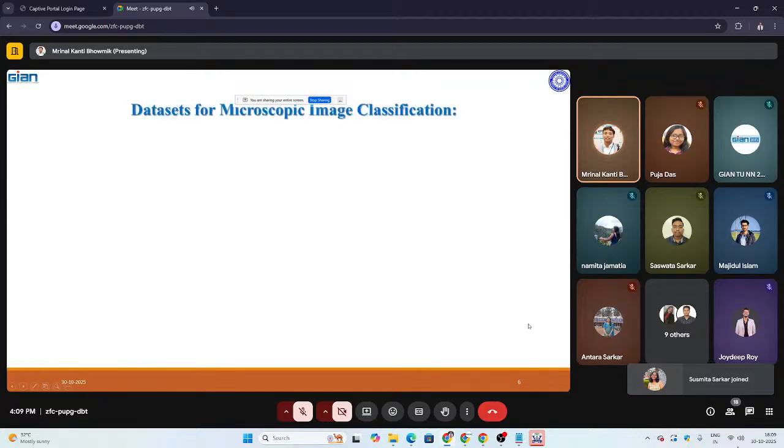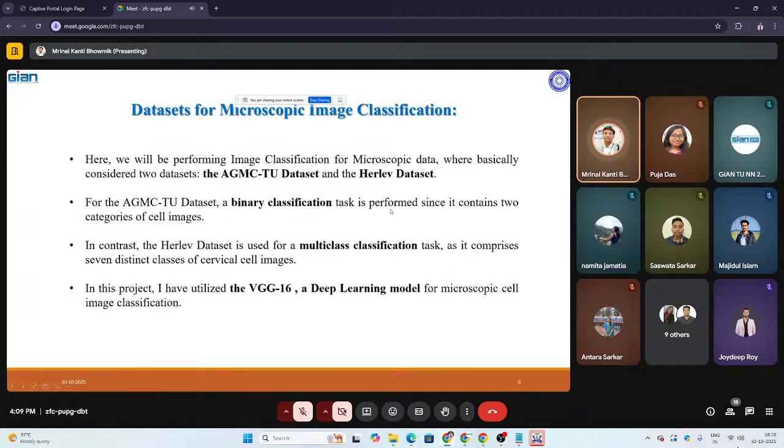Proceeding to the next slide. What are the datasets I took for microscopic image classification? Here we'll be performing image classification for microscopic data, where we consider two datasets. As I have already mentioned, I'll be taking the AGMC2 dataset and the HiRLEF dataset. The AGMC2 dataset is a binary class dataset with two classes, abnormal cancerous cells and normal cells. I'll be training my VGG16 model on that data so that it can classify the cells as abnormal and normal correctly.